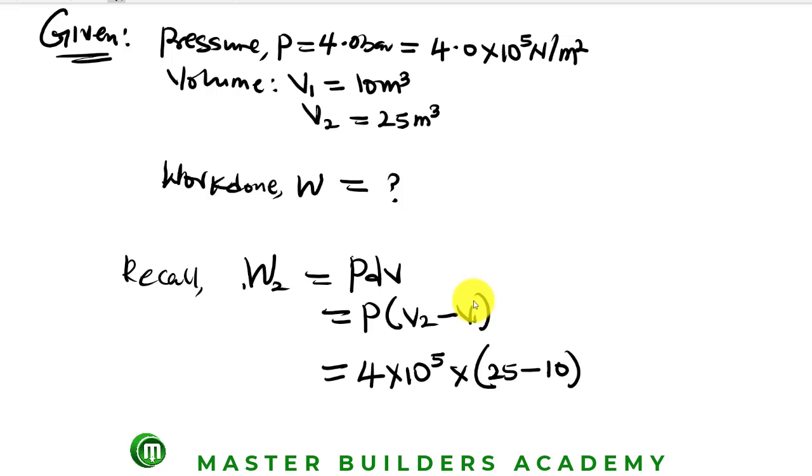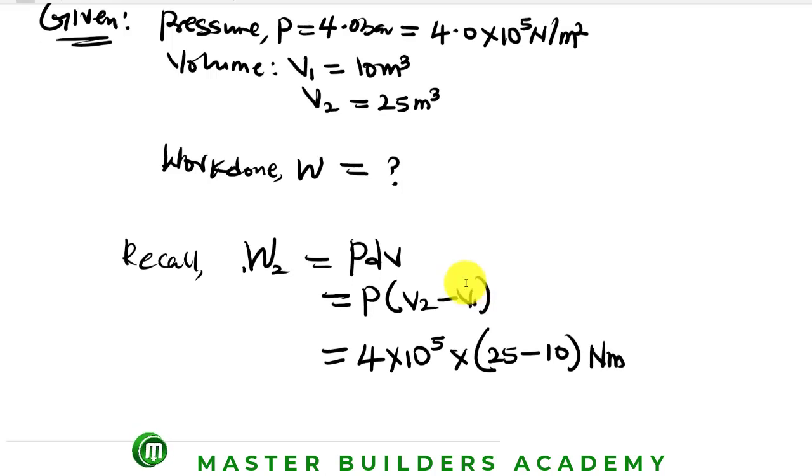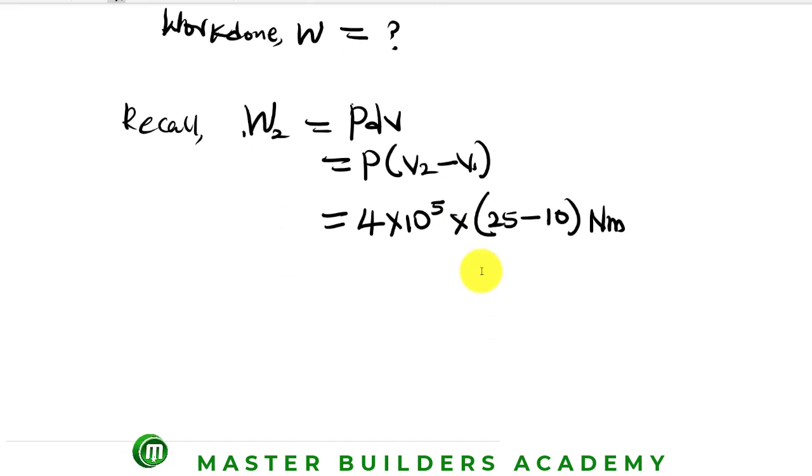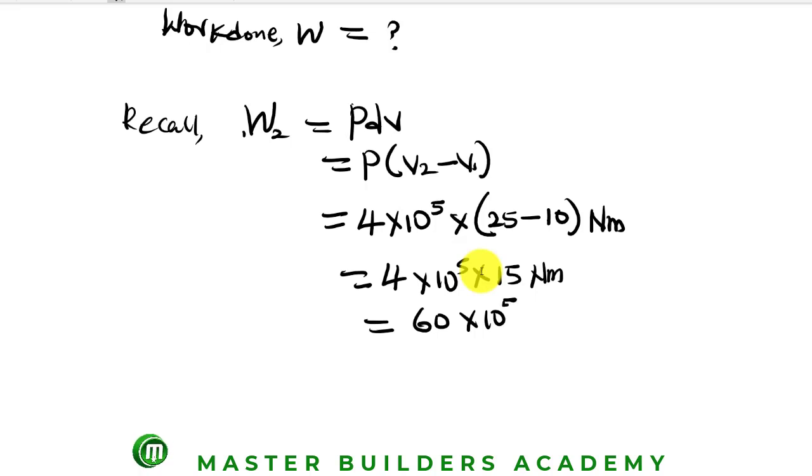And now we have the unit Newton meter, which is the same thing as joule. So when we subtract this, we have 4 multiplied by 10 raised to the power of 5 multiplied by, when we remove 10 from 25, we have 15 Newton meters. This will be equal to 4 multiplied by 15, that will give us 60 times 10 raised to the power of 5 Newton meters.